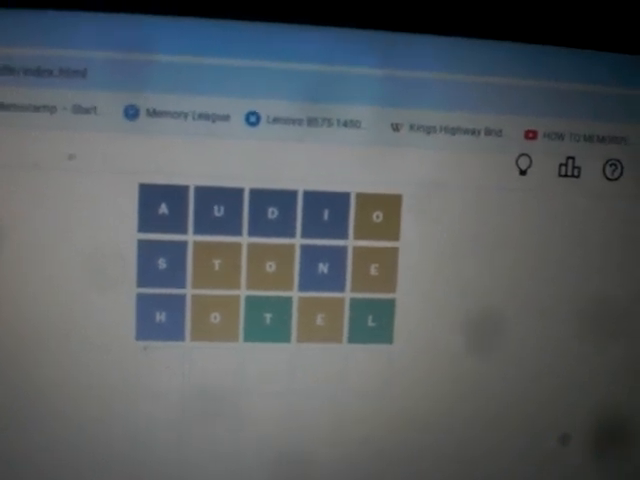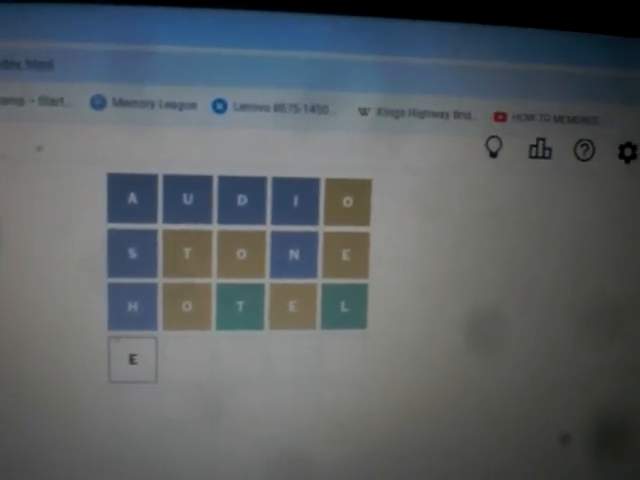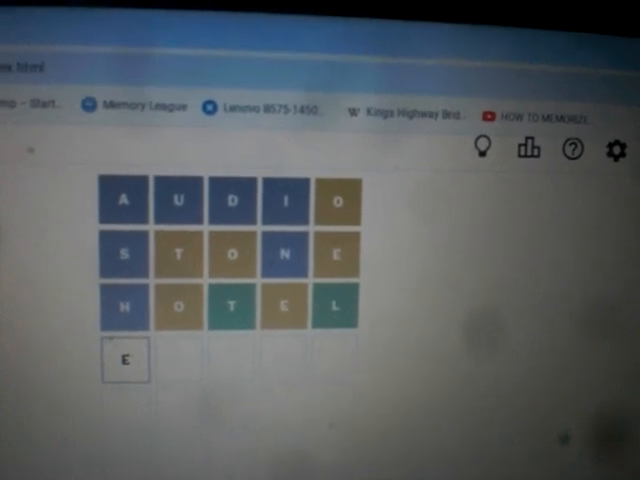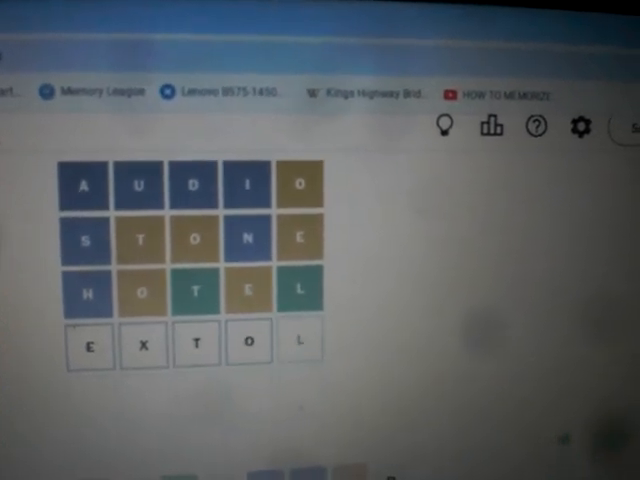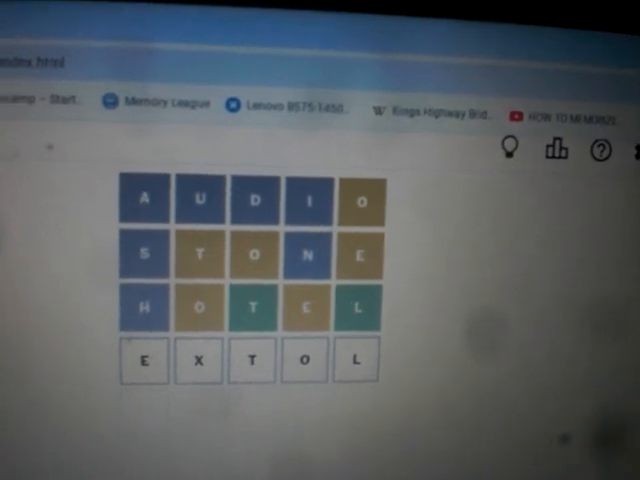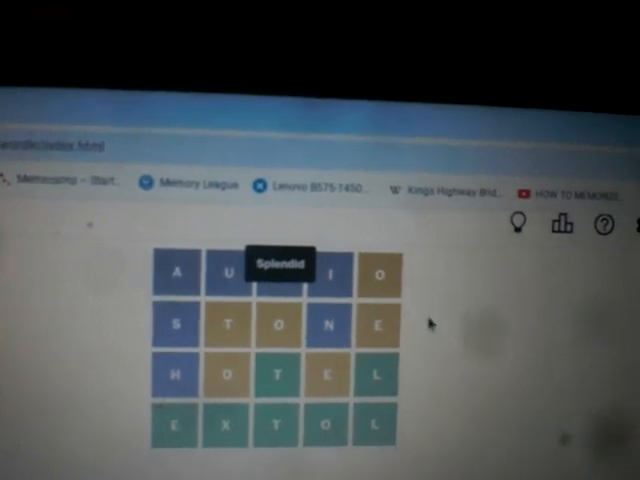N-O-P-Q-R-S. So extol is the only choice here. Throwing out ketol and metol, I'm going to go with extol and watch it be one of those two. But going to the theory that it's not going to be such a rare word. Okay, and there we go. So we got it in 4 again. Good. Back on the board.